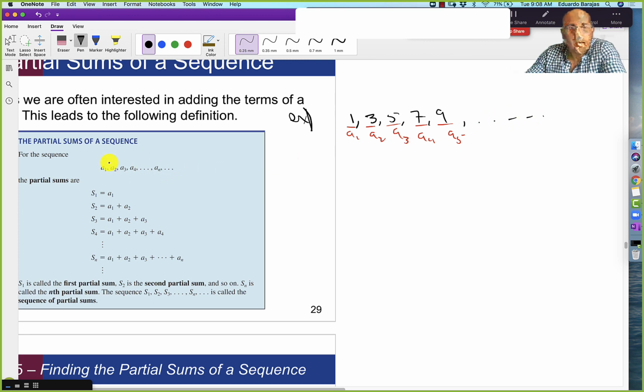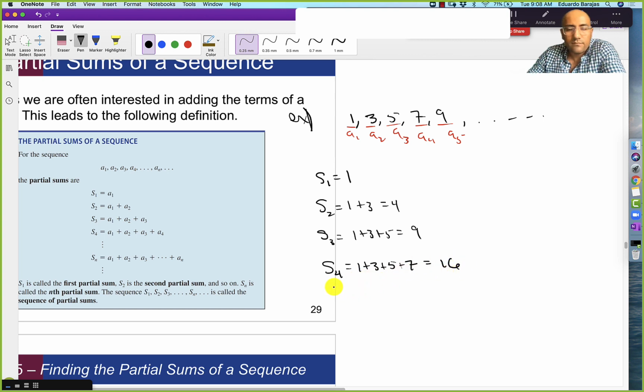What we're going to do is create a new sequence where the first value is equal to a sub 1. That's just going to be 1. S sub 2 is the sum of the first two on my sequence. That's 1 plus 3, which is 4. S sub 3 is the sum of the first three values, which is equal to 9. S sub 4 is the sum of the first four numbers, 1 plus 3 plus 5 plus 7, which is equal to 16. And so on and so forth. So my new sequence is going to be 1, 4, 9, 16, and so on.